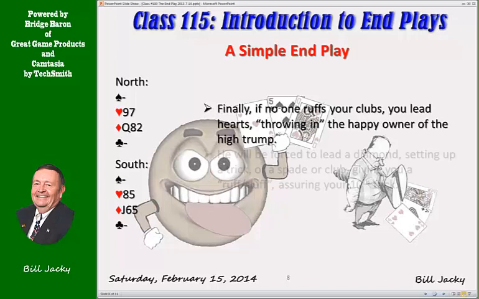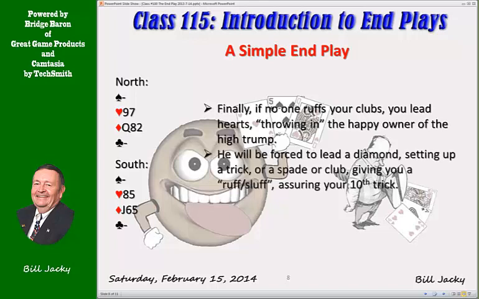Any way you play it, they're going to be forced to lead a diamond and set up a trick for you, or give you a ruff and a sluff. Either way, you get your 10th trick. End play accomplished. Made game.